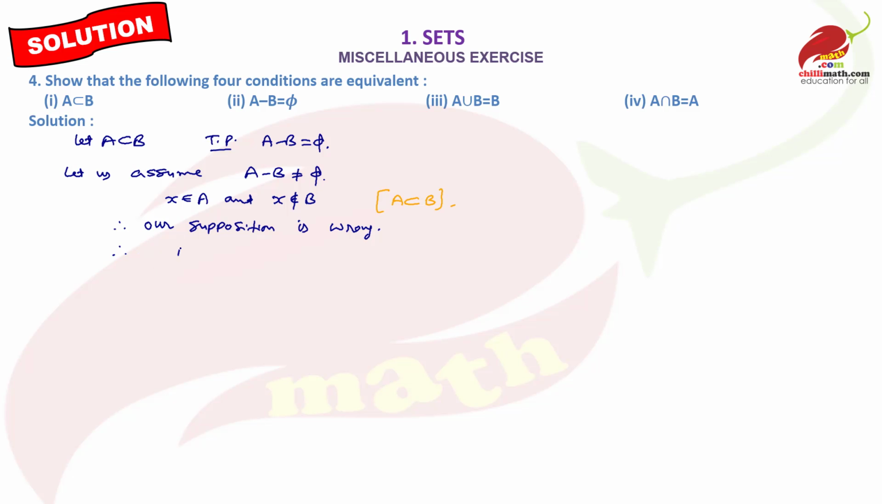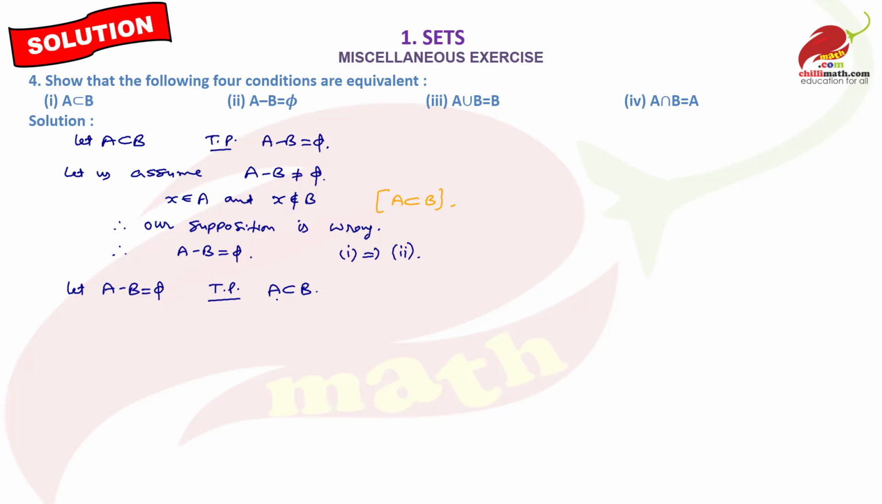That means A minus B is equal to phi. So by this we have proved 1 implies 2. Now let us assume the second, that is A minus B is equal to phi, and we will prove that A is a subset of B.